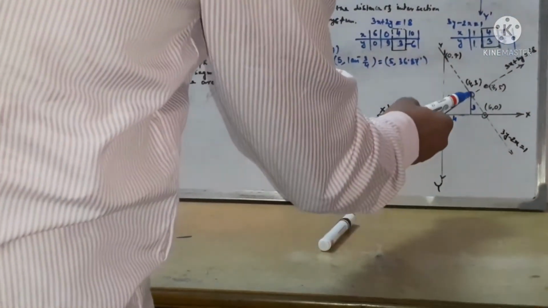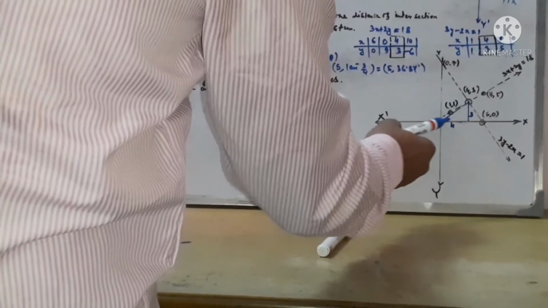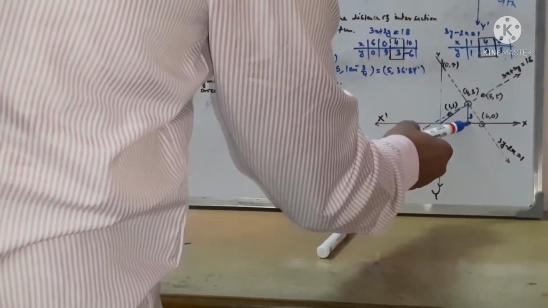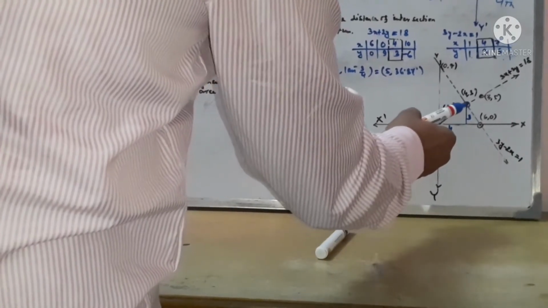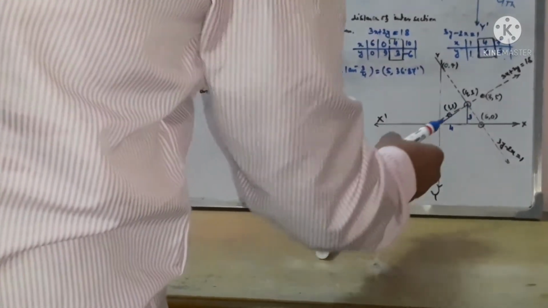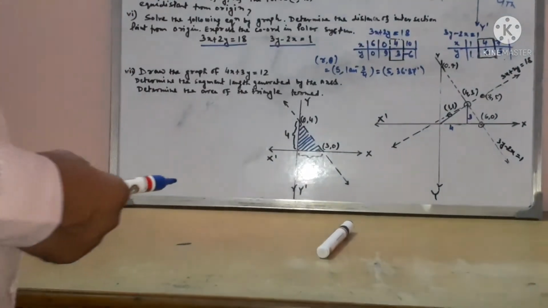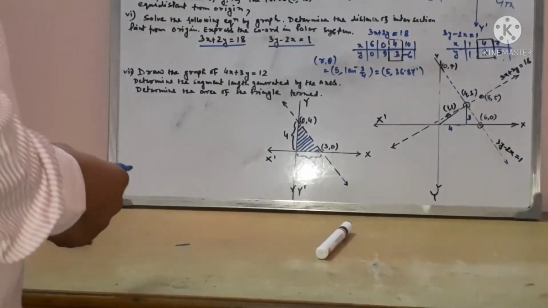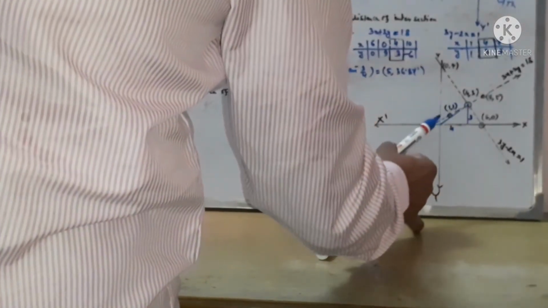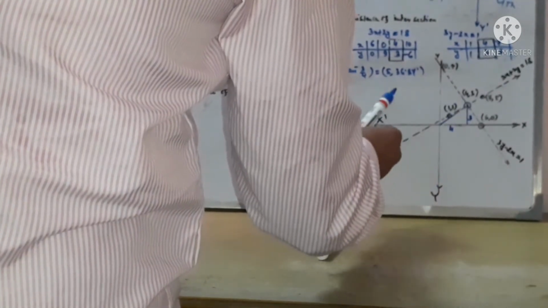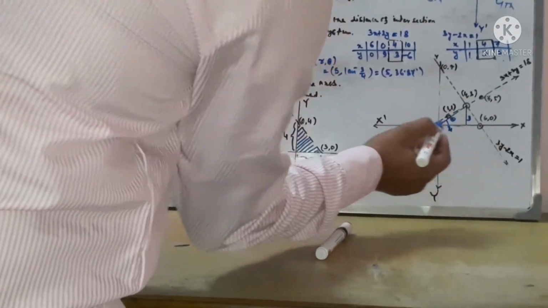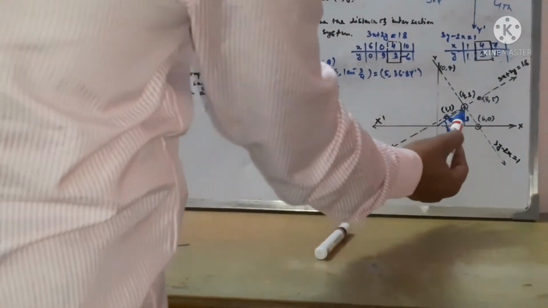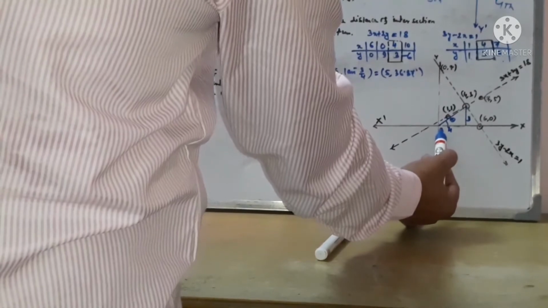So if this is 4, 3, then definitely from the origin this distance is 4 and this distance is 3. So this distance is root over 4 square plus 3 square, which means 5, as the distance cannot be negative, so you will take it as 5 only. And this theta is equal to tan inverse 3 by 4, that is tan inverse 0.75, that is 36.87 degree.